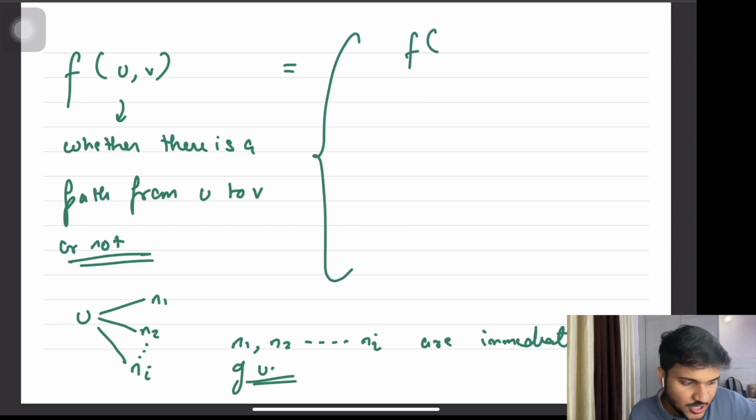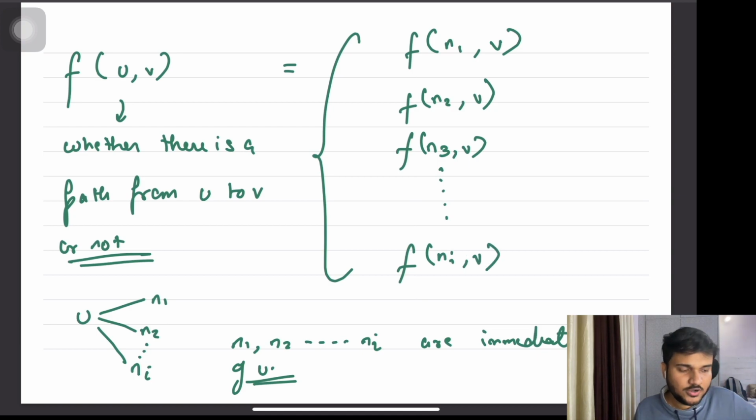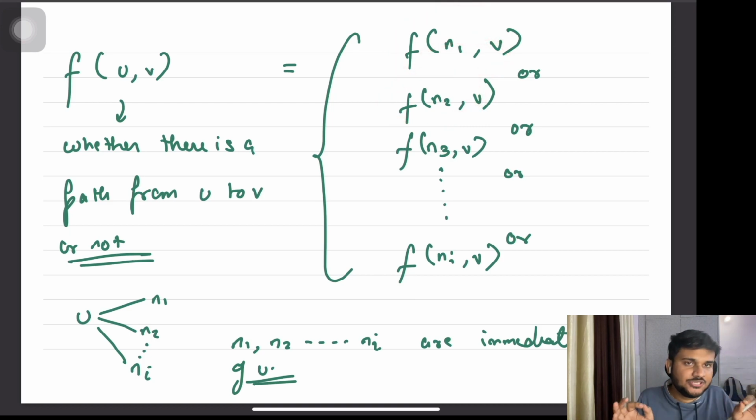Let's say you will try to check from the first neighbor, is there a path to v or not? From the second neighbor, is there a path to v or not? From the third neighbor, is there a path to v or not? And so on and so forth. From the ith neighbor, is there a path to v or not? And you can do a logical or in between them. If there is a path from any one of the immediate neighbors to v, then definitely we can say that there is a path from u to v, because there is a path from u to that immediate neighbor.